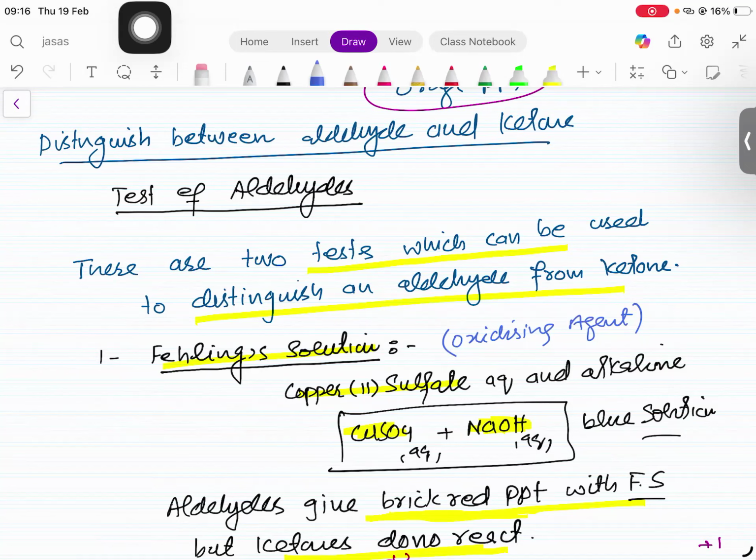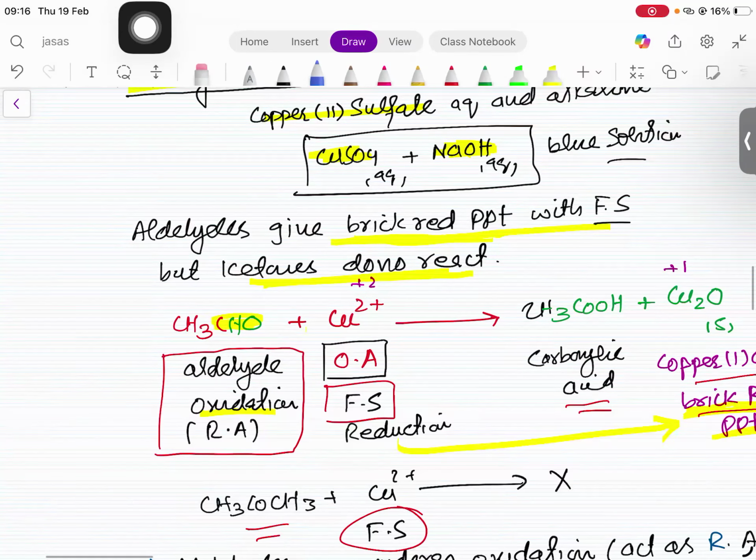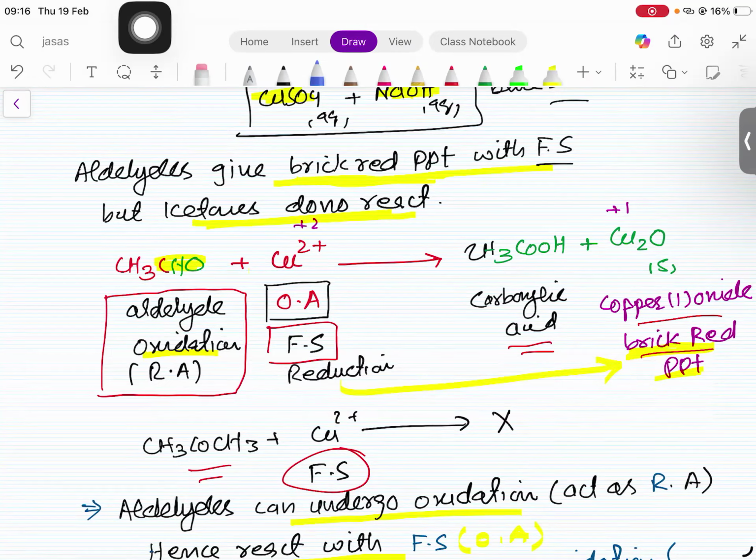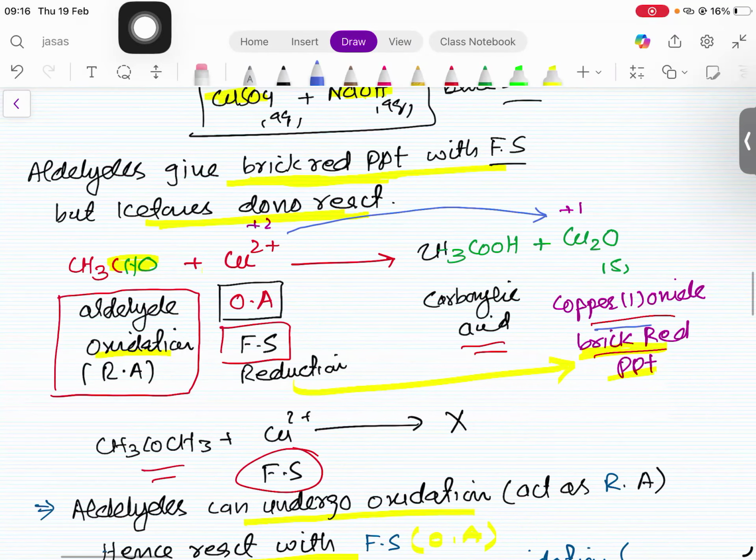उसकी वजह से वो ब्रिक रेड प्रेसिपिटेट्स दे देता है। देखिए, aldehydes give brick red precipitate with Fehling solution, but ketones do not react. I have written the equation here. Look, the aldehyde, इसकी क्या हुई है बच्चों? Oxidation and turned into what? Carboxylic acid. And copper, which is acting as an oxidizing agent, उसकी क्या हुई है? Reduction. Cu plus 2 से किस में change हो गया? Plus 1 में. And this compound is known as copper 1 oxide, and it is a water insoluble and appears in the form of brick red precipitate.